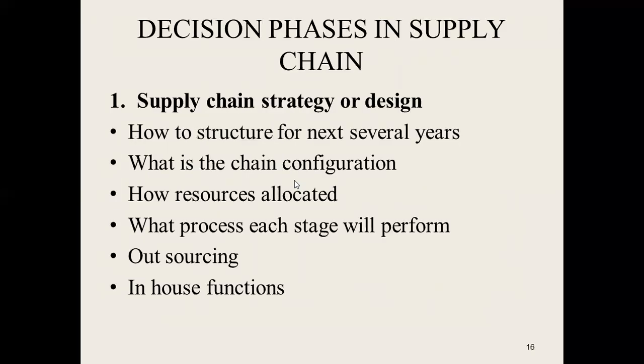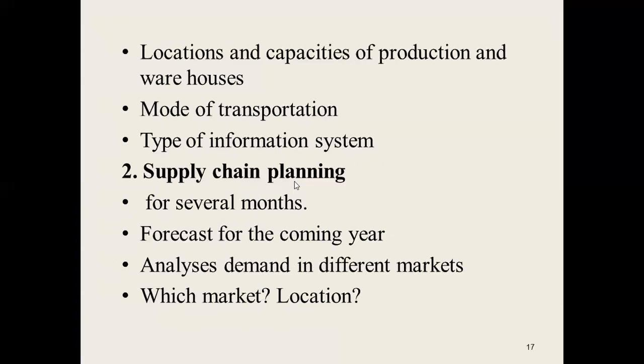Now, there are three parts of decision making, meaning the decision phases in supply chain management. The first one is the strategy, meaning how to structure the next several years. Then what will be the supply chain configuration. Then how our resources will be allocated in the different parts. Then the process, meaning the batch process or the job process, etc. Then what will be our source and what will be our in-house functions. Then the location is a very important part. Then the mode of transportation and the type of information system.